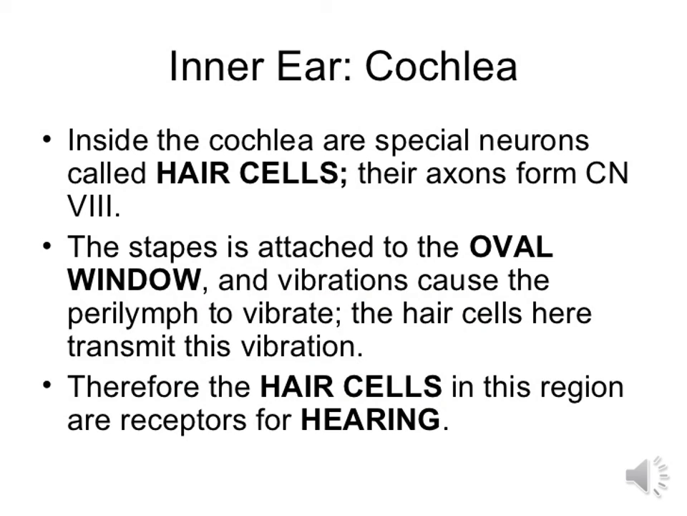We start first with the cochlea. Inside the cochlea are special neurons called hair cells. They have axons from the eighth cranial nerve, the cochlear nerve. The stapes is attached to the oval window, and its vibration causes the perilymph to vibrate the hair cells. The hair cells transmit this vibration. Therefore, the hair cells in this region are receptors for hearing.